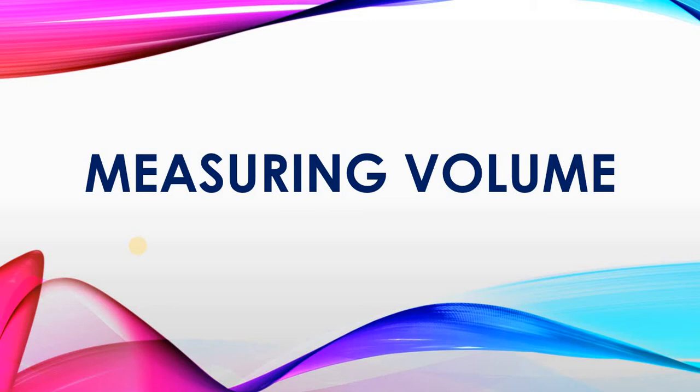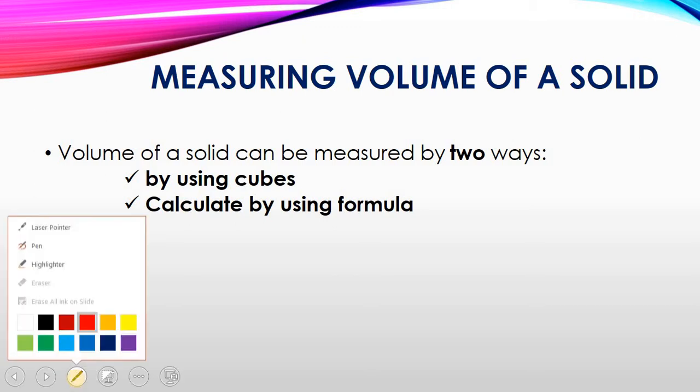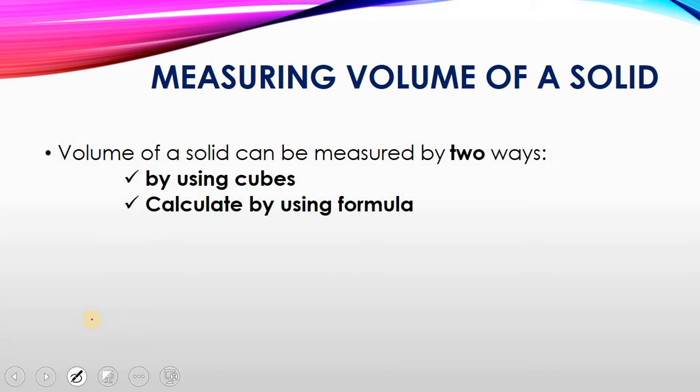So we're going to learn how to measure volume. We have learned the meaning of volume, and now we're going to measure the volume of, for example, a solid like a rectangle or square. Measuring the volume of a solid, we can measure it by using two ways. First by using cubes, and second by using a formula. So by using cubes or using formula.